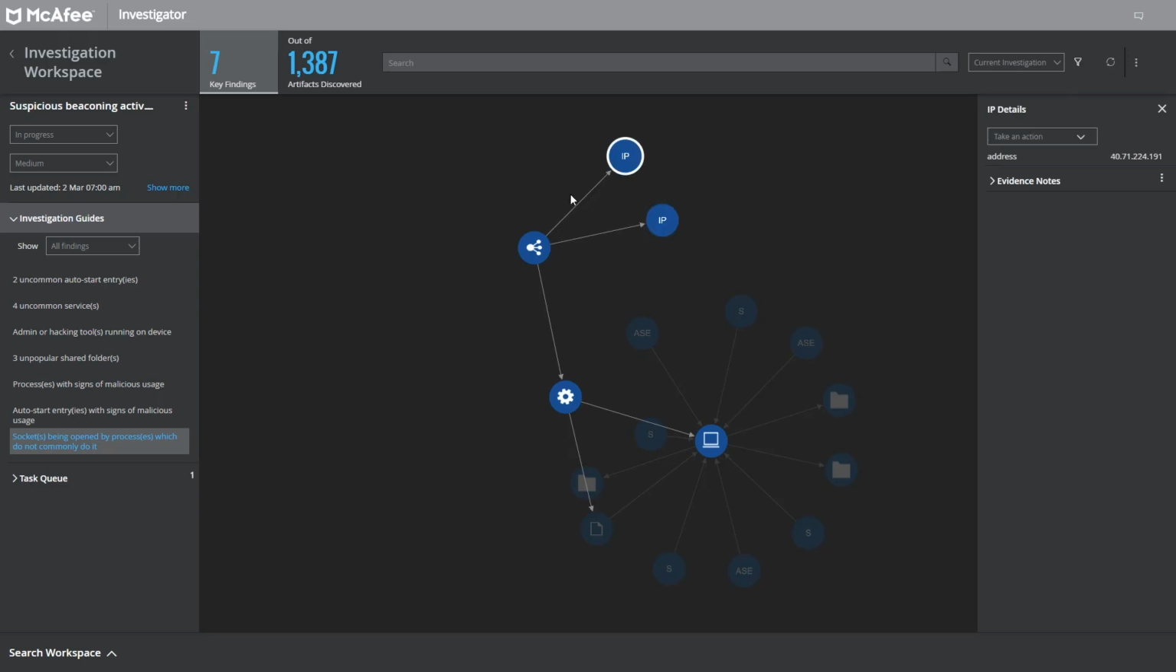We don't have any information for reputation data, so we want to investigate this IP further. Let's take a look and get events from our SIEM to see if there's any other systems that may have communicated with this unknown IP address.